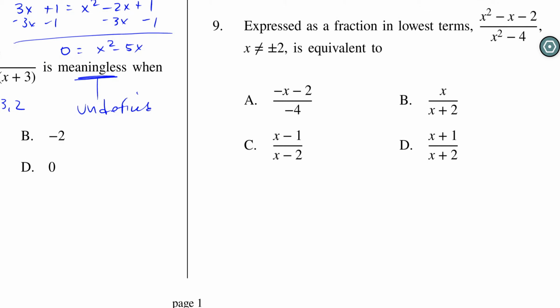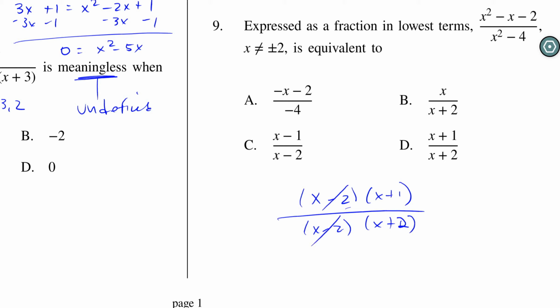Simplest form again, so we want to factor x minus 2, x plus 1, x minus 2, x plus 1, plus 2, sorry. Minus 2's cancel, so I'm left with x plus 1 over x plus 2.